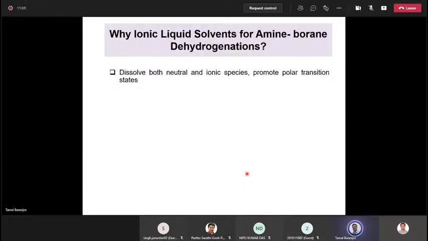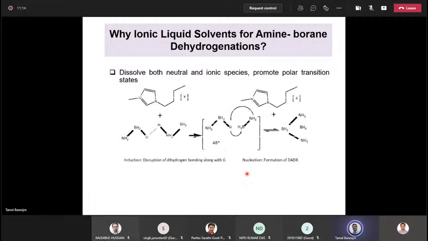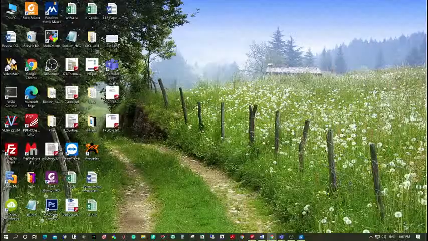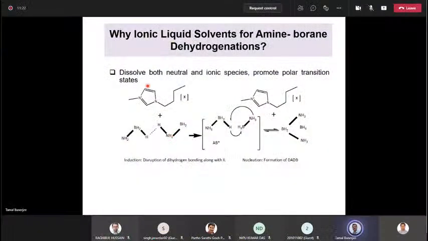this I just now discussed, why we use ionic liquids. It can dissolve both neutral and ionic species. So it can promote polar transition states. So this is the way hydrogen is actually released. You have this amine borane, two molecules of amine borane, and you have this solvent as an ionic liquid. This is the cationic part, this is the anionic part.